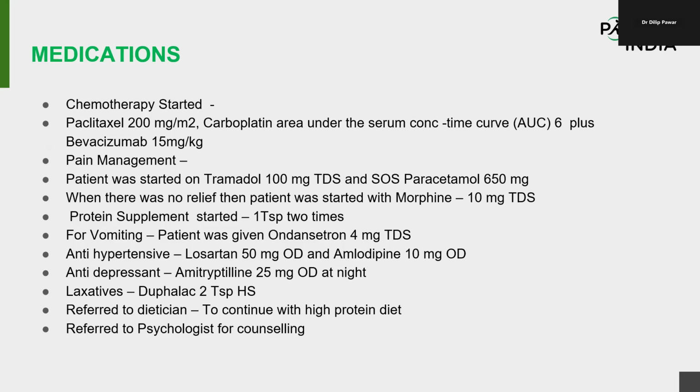Amitriptyline 25 milligram at night was started. Laxative Duphalac, 2 teaspoons, was started. Then he was also referred to a dietitian because of his erratic food habits, so that he could continue with the high protein diet along with the supplement. And because of his many concerns and his depression, he was also referred to a psychologist for counseling.